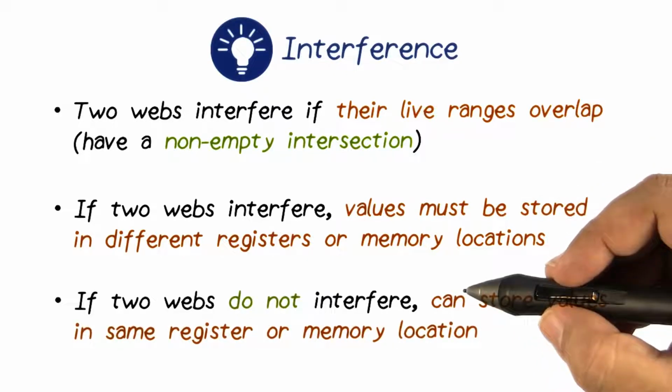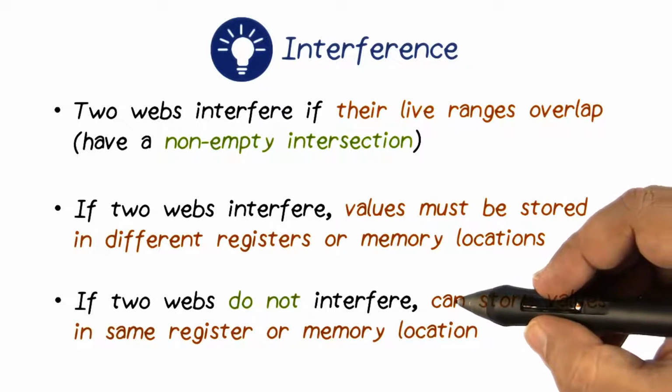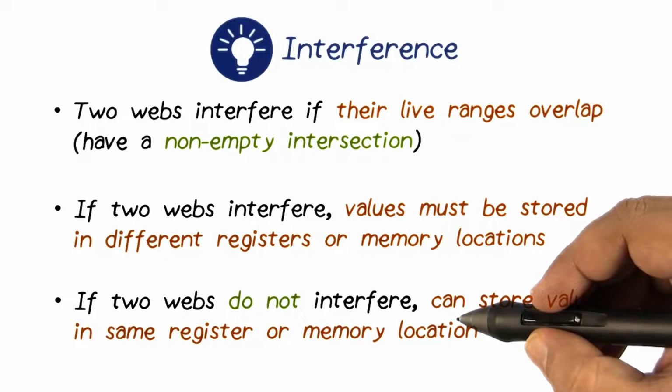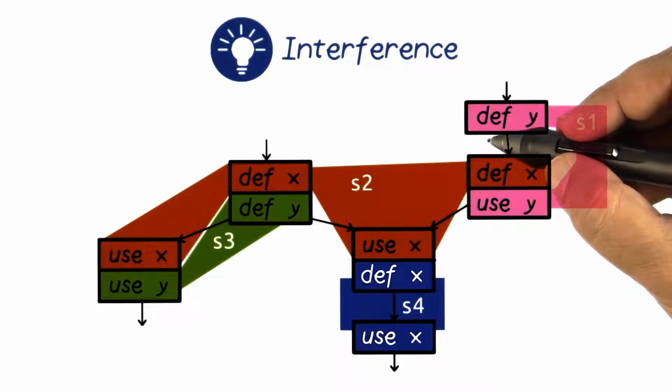So if two webs do not interfere, we can definitely share the same register between them, because one web would have finished its execution, and before we start the next web, that register will become free to hold the same value. Let us now revisit the same example of webs that we found to determine what kind of interference exists.